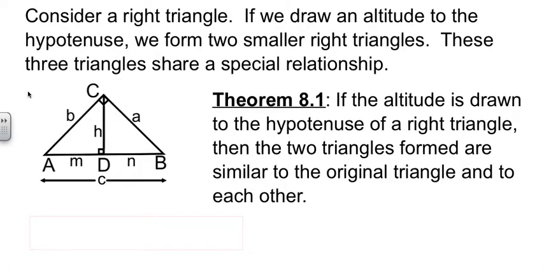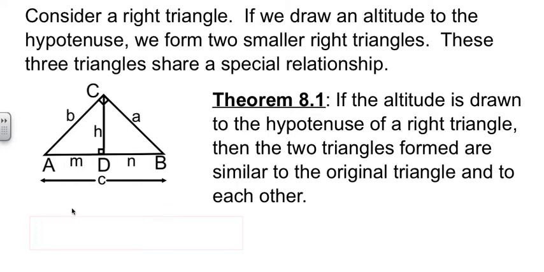Now, geometric means come in handy in right triangles where we draw an altitude in. If we take a generic right triangle here, and we draw an altitude to the hypotenuse, that means we're drawing a line straight down from the right angle to the hypotenuse, so it's perpendicular. You can see we get two smaller triangles. And these three triangles are similar to each other. All three of them are. And we're going to use that fact to help us out with some problems coming up.